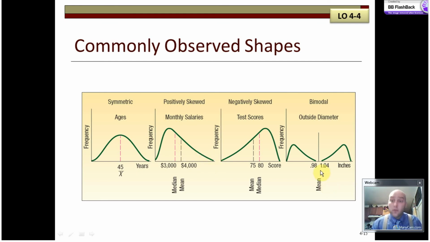Now, bimodal distributions can have 2 modes where it's peaked over here and peaked over here. We can have a number of different things that have bimodal distributions. So these are the 4 typical shapes that we see in terms of skewness.